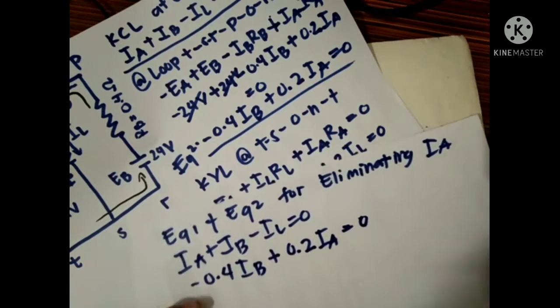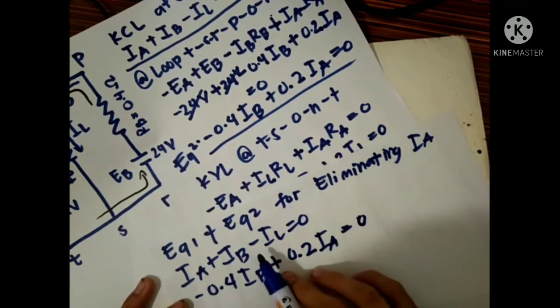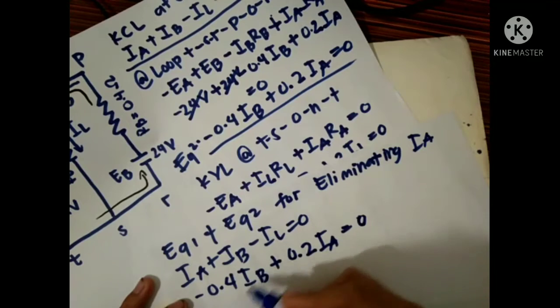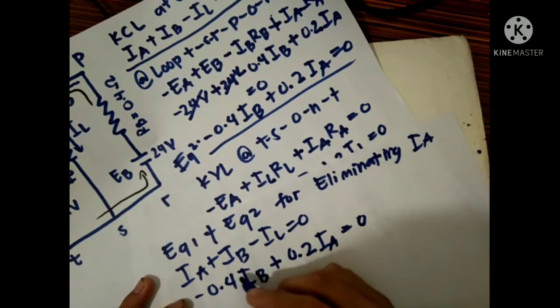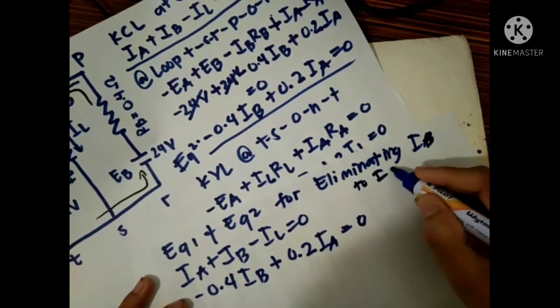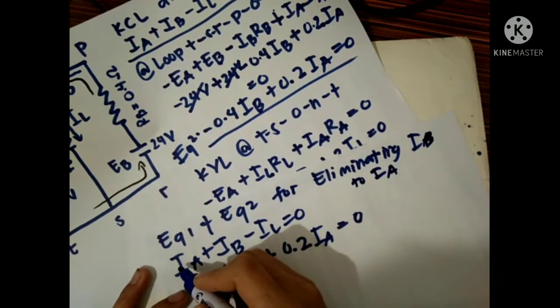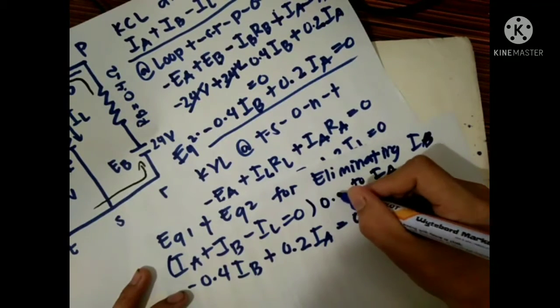So for this step, as you can see, IA plus IB. How are we going to cancel out IB? We need to eliminate this IB to get the IA. Eliminate IB, get IA. So we need to multiply the first equation by the value 0.4.